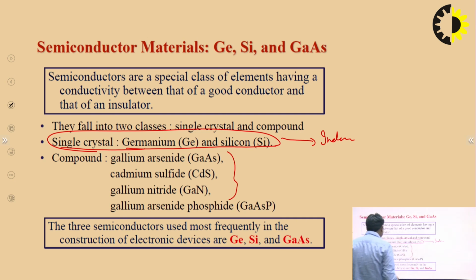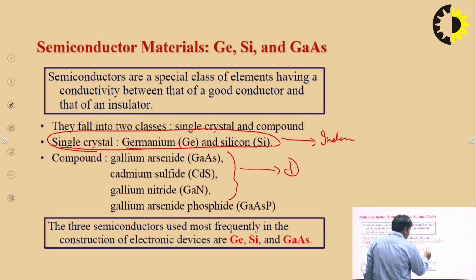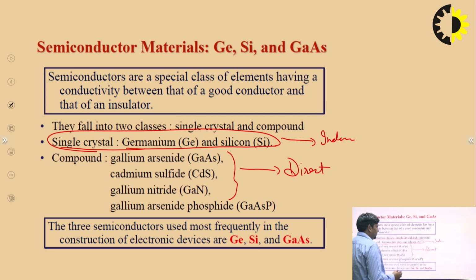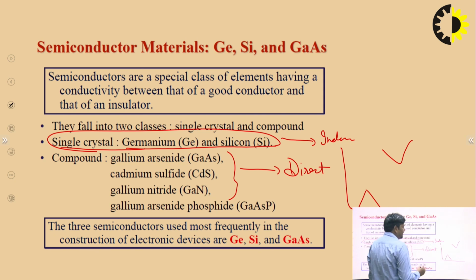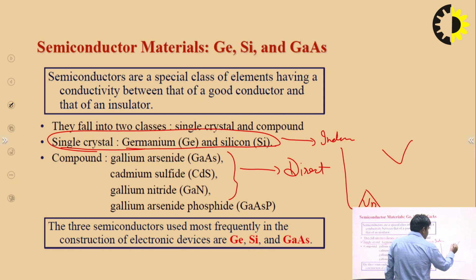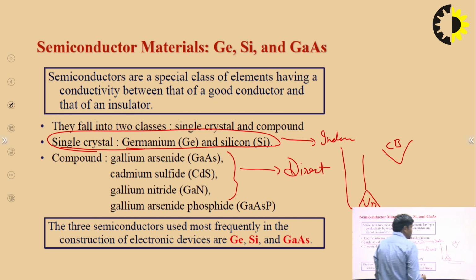So what are direct band gap materials? Direct band gap materials are like gallium arsenide, cadmium sulfide, gallium nitride, gallium arsenide phosphide. What is the meaning of a direct band gap material? In an indirect band gap material, the valence band momentum and the conduction band momentum are not aligned. This is the valence band and this is the conduction band, so they are not at the same momentum. So we can say this is an indirect band gap material.